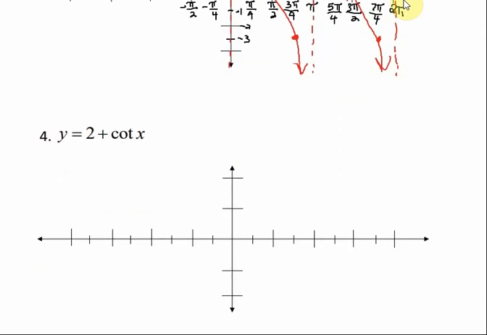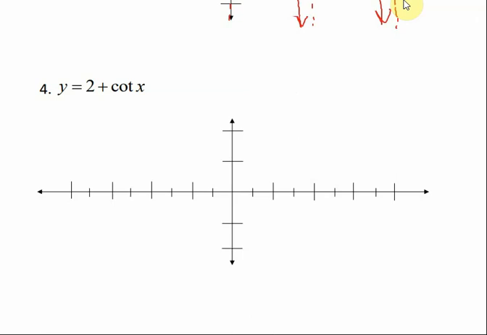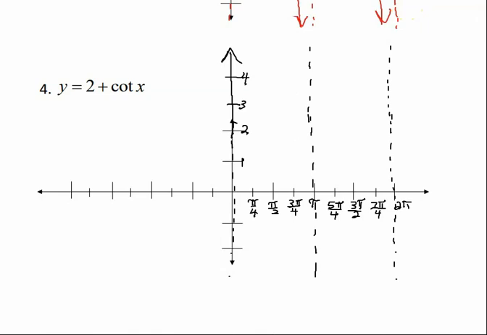All right, for 2 plus cotangent of x, that gives us a vertical shift. It's a positive 2, so we're going to shift up 2 spaces. Everything else stays the same, so let me mark up our graph. Like I said, the only change in our parent function is that we have a vertical shift of 2. So it moves our graph up 2 spaces.